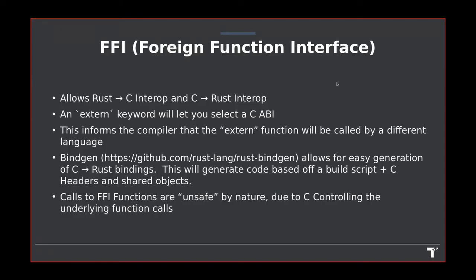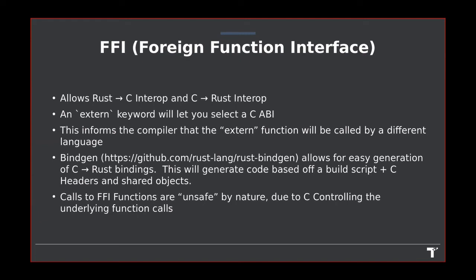Okay, so FFI real fast at a high level. It allows for Rust to C interop and C to Rust interop. It also does other things like C++. There are other ABIs in Rust for that. The extern keyword will let you select a C ABI. By default, we don't see it visually, but all functions in Rust are extern "Rust", and that just means it's using the Rust ABI.